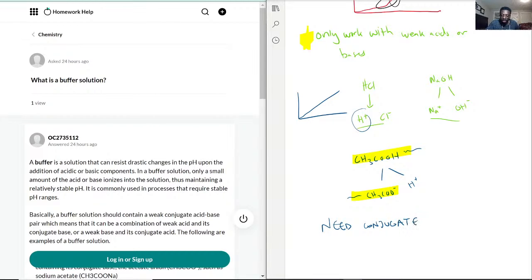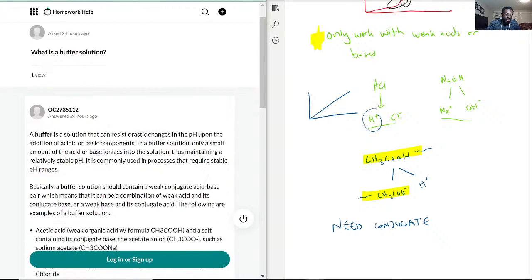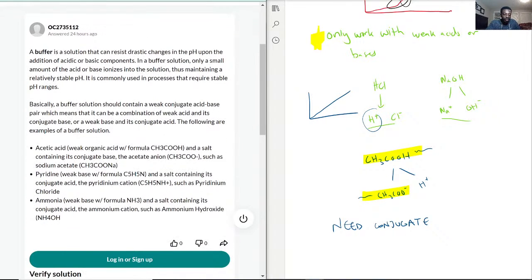Okay, if you just poured in acetic acid, technically that would be a buffer solution because it does produce some of its conjugate base, but it would not be a very good buffer solution because there would be quite little of its conjugate base. You would need acetic acid in one, and then actually CH3COO minus in another, and mix them together to get more of a proper buffer solution. So let's see here what they say.